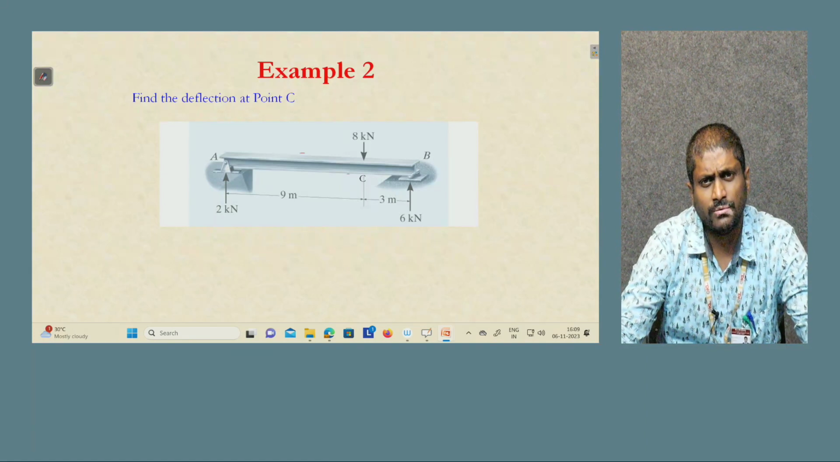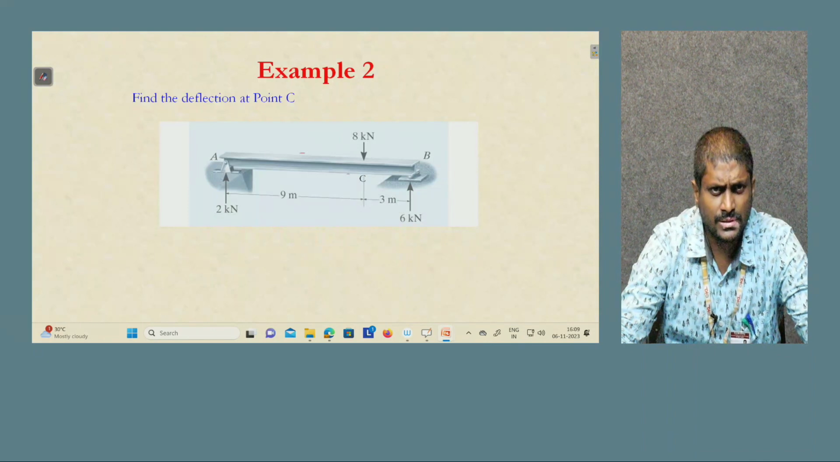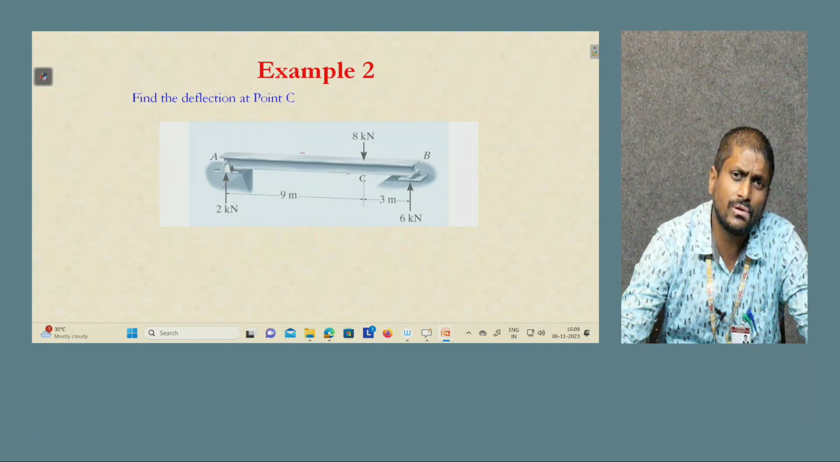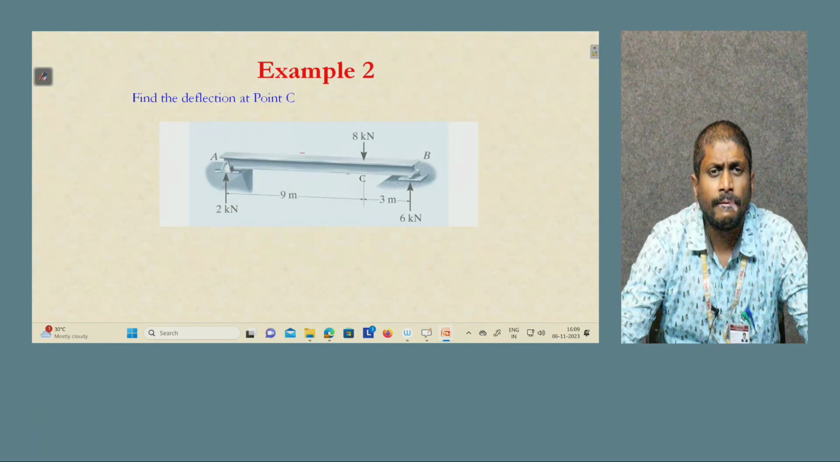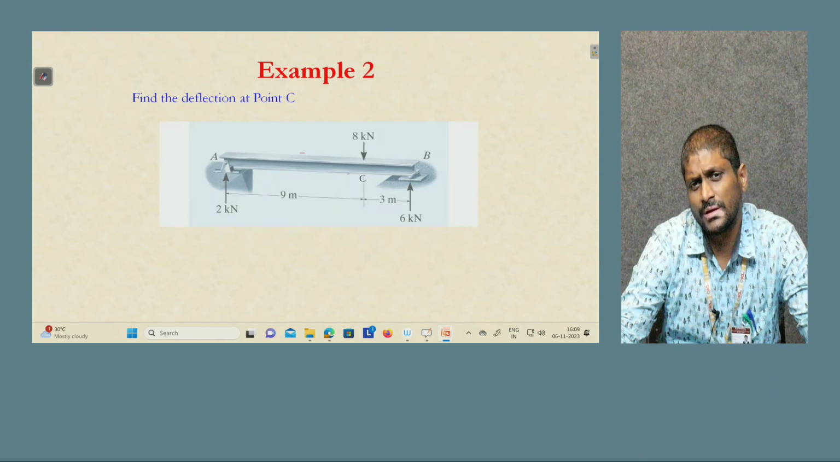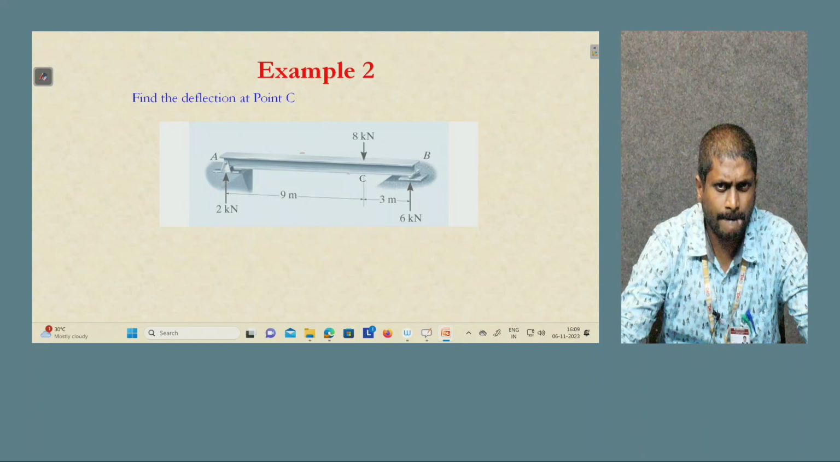An example is being given for a simply supported beam. The total span of the beam is 12 meters, and the reactions are already calculated based on the given applied vertical load, that is 8 kilonewtons. At A, RA we are getting 2 kilonewtons, whereas RB we are getting 6 kilonewtons.